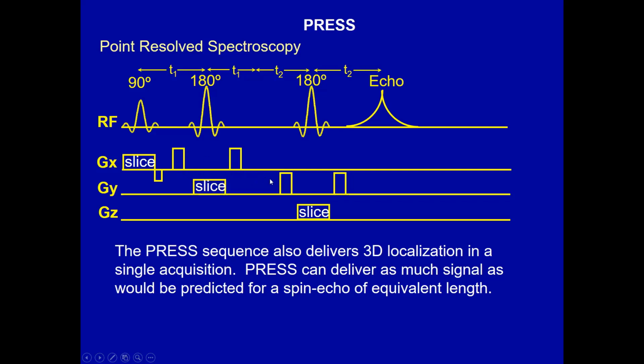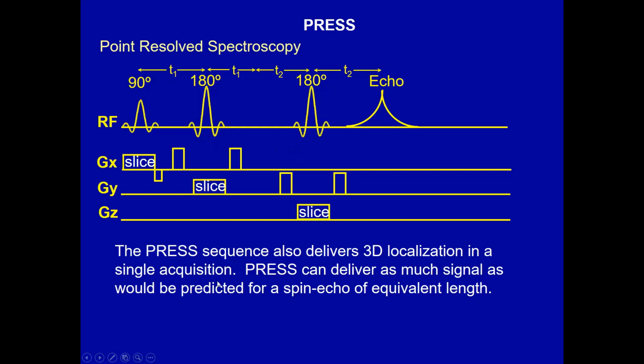We also have crusher gradients here to eliminate magnetization that imperfections in the system or stimulated echoes might generate. And the PRESS delivers as much signal as you would predict for a spin echo with the same length. So that sounds like you should always use PRESS instead of STEAM. However, these pulses can take longer to play out, so the total echo time is often longer than it is for STEAM.